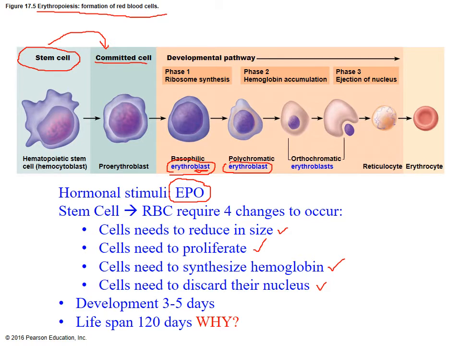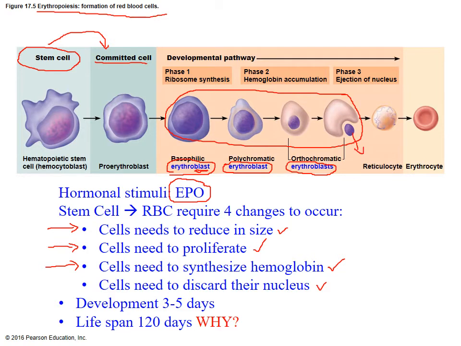And I want you to know that when the cell is in its erythroblast developmental stage, it is going to start reducing its cell size. It is going to proliferate, meaning it's going to make multiple copies of itself, and it's going to start synthesizing hemoglobin. So it's going to be doing 3 of the 4 steps within its erythroblast activity. And then it will eventually lose the nucleus. You see my little nucleus right here?